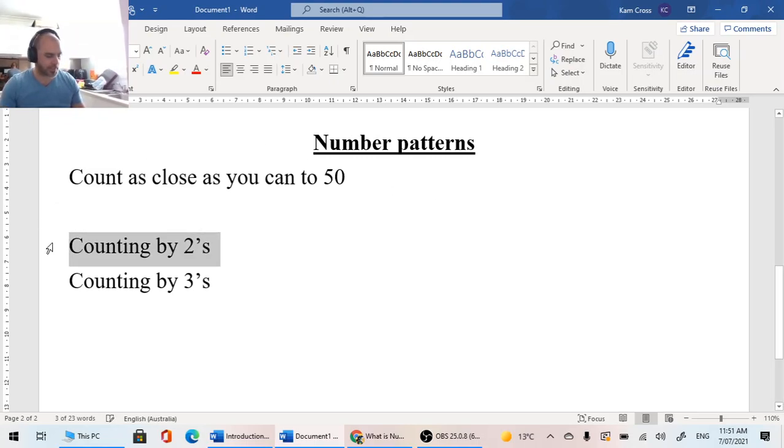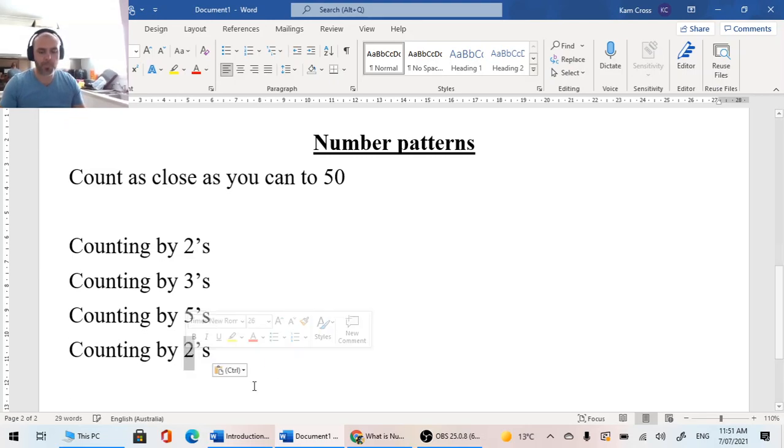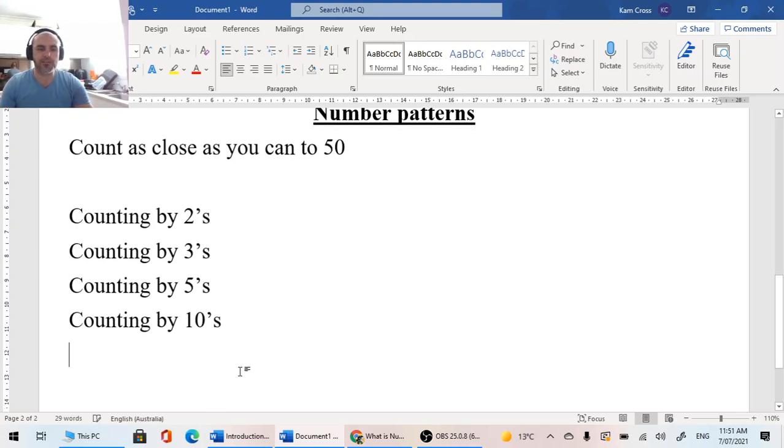I'm going to cheat because I'm lazy. We're going to be counting by fives. We're going to be counting by tens. So in your workbook, how will this look?